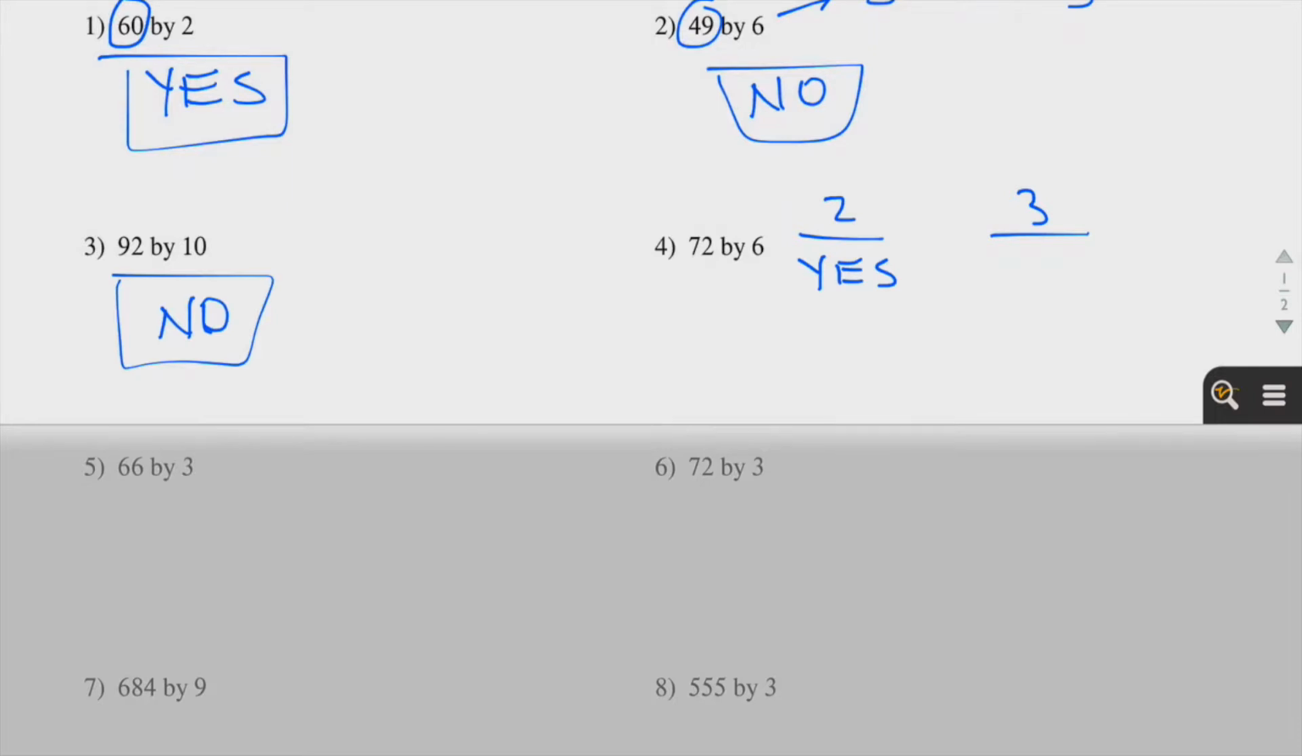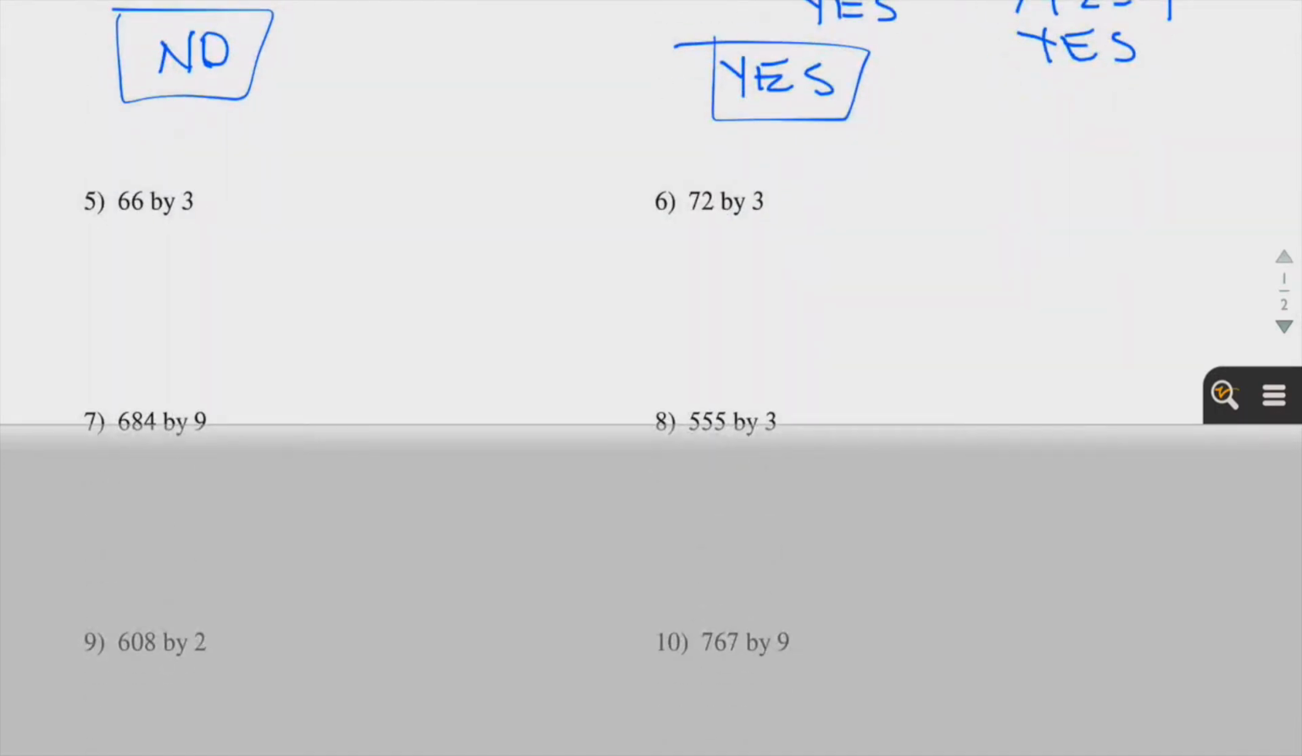Does 3 go into 72? The rule with 3 is you add the digits of 72. So we have 7 plus 2, which equals 9. 3 does go into 9, which means 3 does go into 72. That only works with 3; you can't do it with all numbers. So if 2 and 3 both go into 72, then 6 does go into 72.